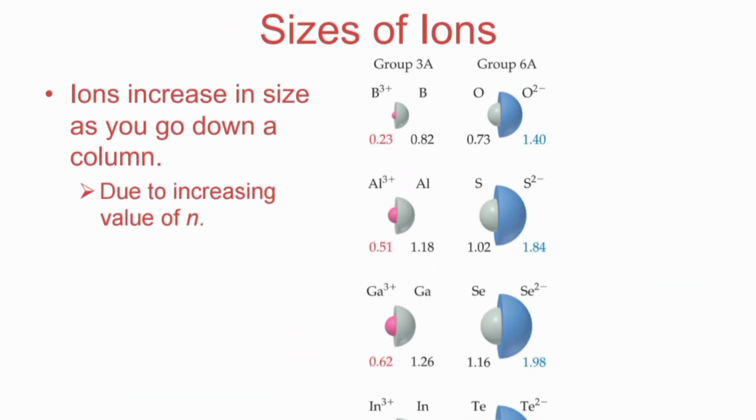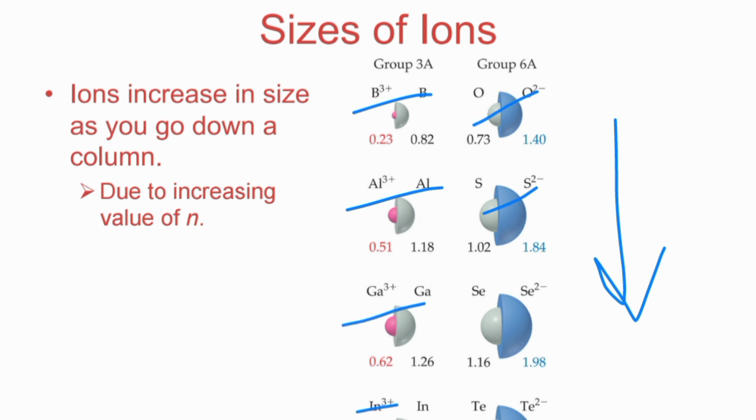Ion size increases as you go down a column. As you go down along the group, you will see that the ion size will increase. You can see here boron, aluminium, gallium, indium. Oxygen here, sulfur down the group. This is 3A. This is 6A, due to increasing value of n.